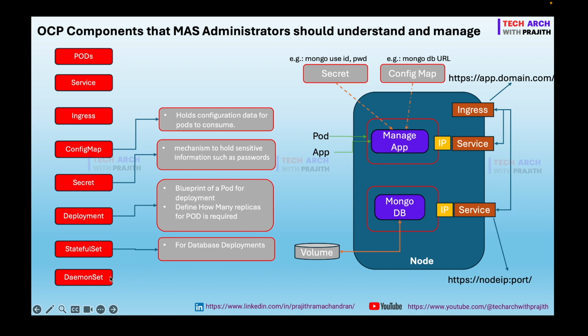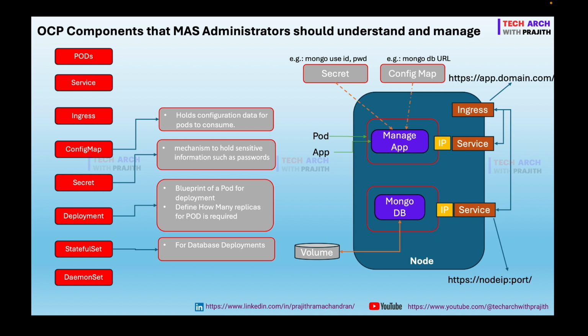Last but not least is the daemon set. A daemon set is used where you want to deploy pods on all the worker nodes in your cluster. As an example, suppose you want to install or deploy a monitoring agent. There is no way the monitoring agent or monitoring probe can live on just one worker node. It has to be on all the worker nodes. So that is where the daemon set is used.